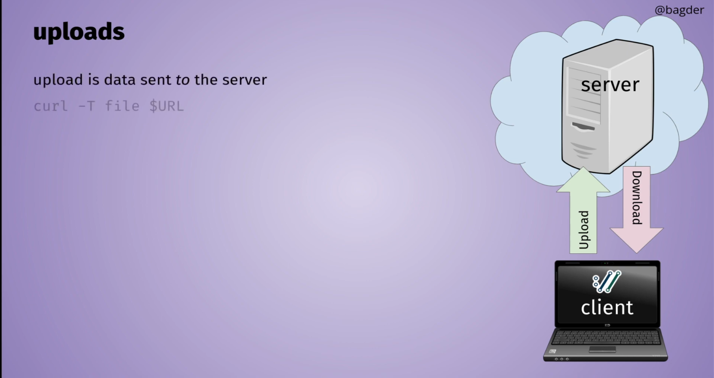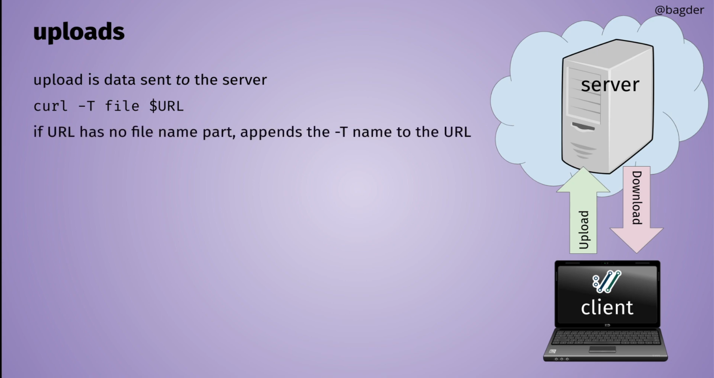And that's very easy. Usually, pretty much whatever protocol you're using, you just use curl -T, the file name, and the URL. It's actually called --upload-file if you want the longer version. And if you don't provide the file name part in the URL itself, curl will put the local file name at the end of the URL.